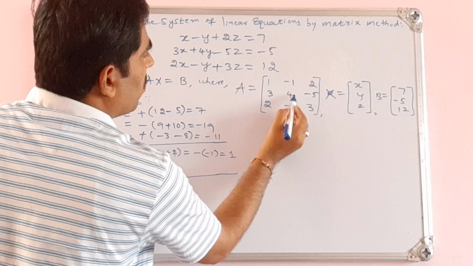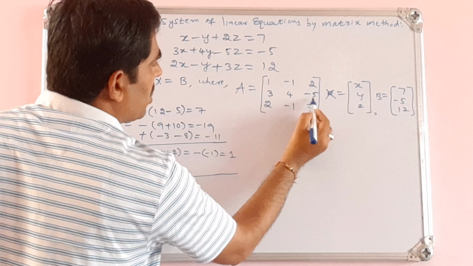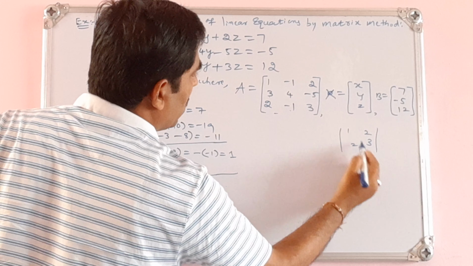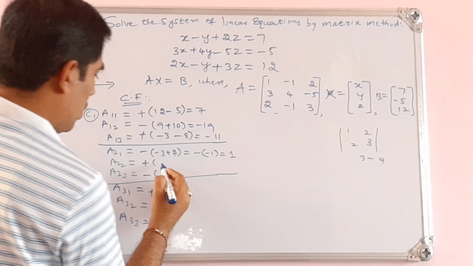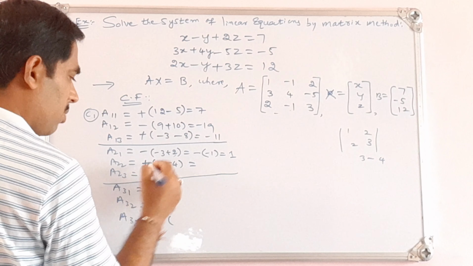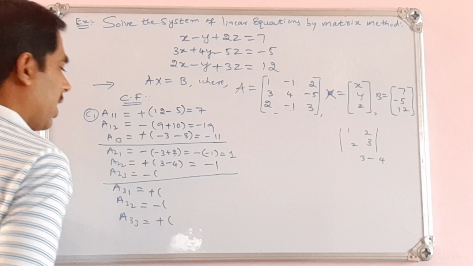Then next, let us consider this 4. Leave this row and this column. So 1, 2, 2, 3. Then 1 into 3, 3 minus 4. See, 3 minus 4 is minus 1. So you can write minus 1.